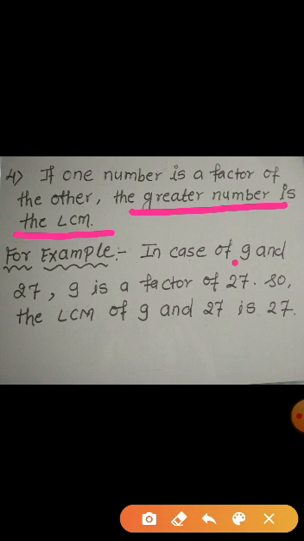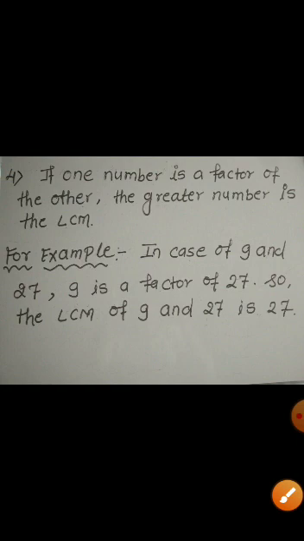For example, in case of 9 and 27, 9 threes are 27. So what would be the LCM of 9 and 27? The bigger number. Yes. So the LCM is 27.